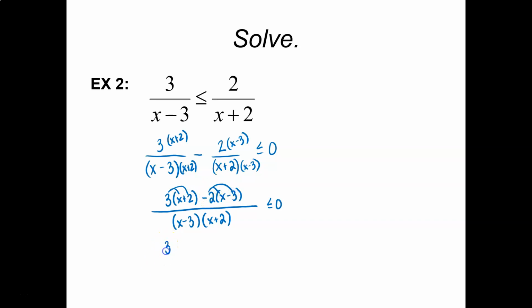So we got 3x plus 6 minus 2x plus 6 over x minus 3, x plus 2. And if we combine our like terms there, we're going to get x plus 12 over x minus 3, x plus 2.